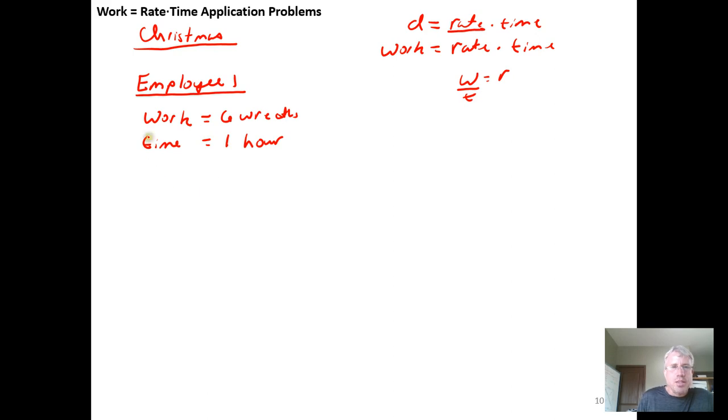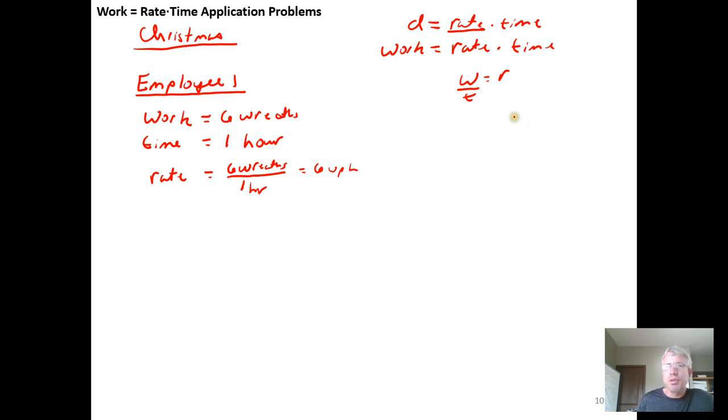From this, we can extrapolate their rate because we know the amount of work they got done, and rate should be the amount of work you get done, in this case 6 wreaths, divided by the time it takes you to get that work done, so 1 hour, which just simplifies to 6, but we know that this 6 has units, it's wreaths per hour. So if we know the work that was done and the time it took to do that work, we can calculate the work rate by taking the ratio of work done to time.